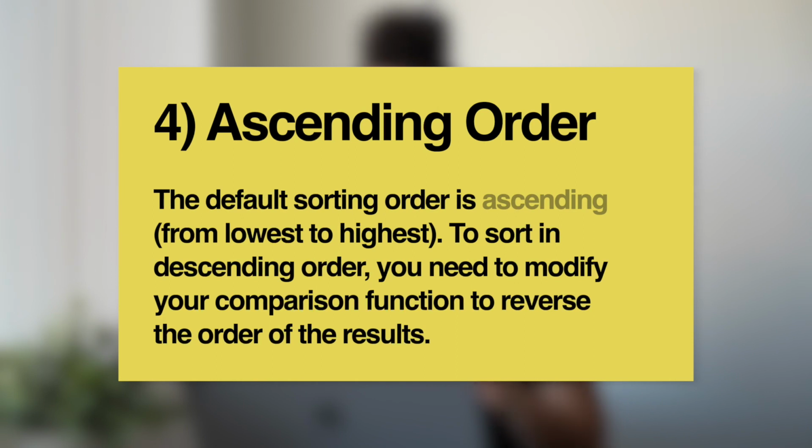Number four is ascending order. The default sorting order is ascending, so from lowest to highest. To sort in descending order, you need to modify your comparison function to reverse the order of the results. And I'll show you exactly how to do that here in a few seconds. It's way simpler than you think.